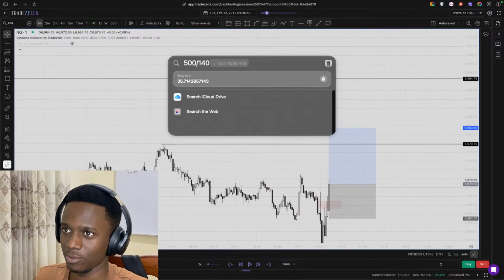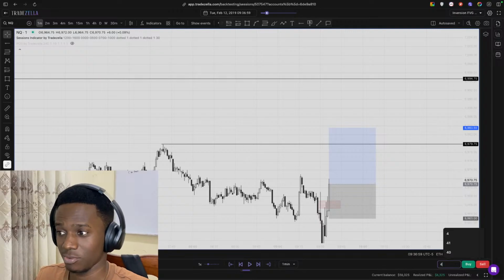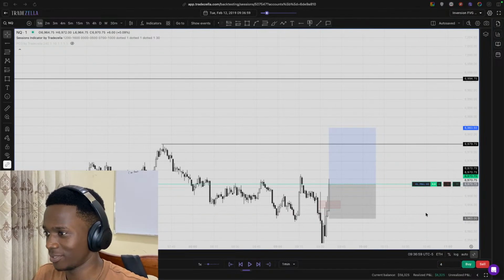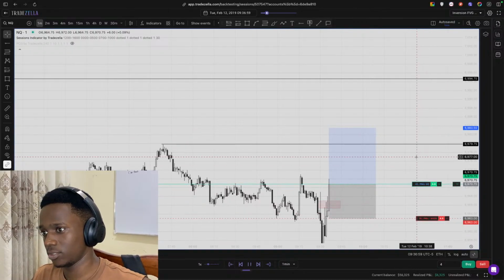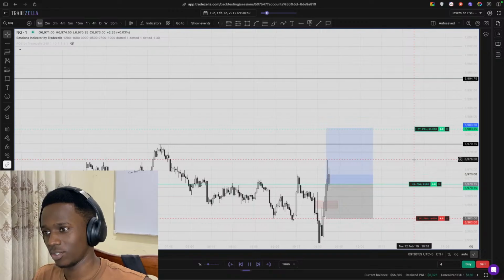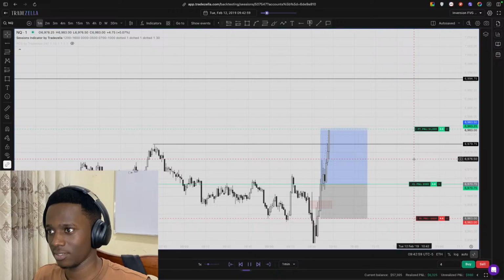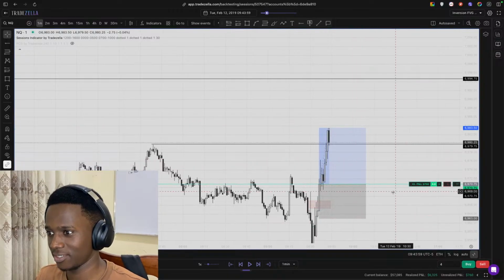So 500 over 140, 3 minutes long. Actually it's 3.57, so we can try 4. And if we get stopped out, we're cooked as usual. Now let's see where price goes. Come on, that wick is not good. Banger, take profit for 12 points.